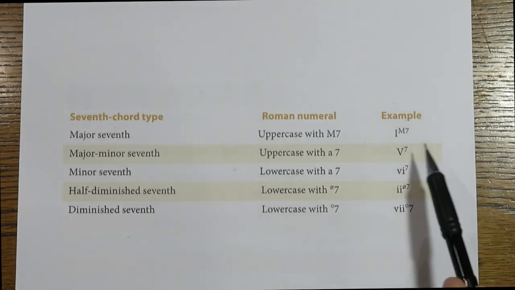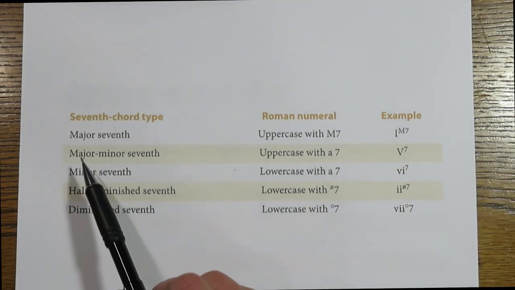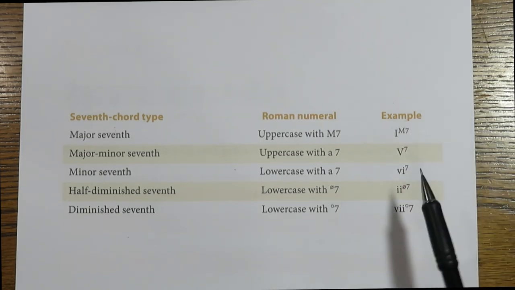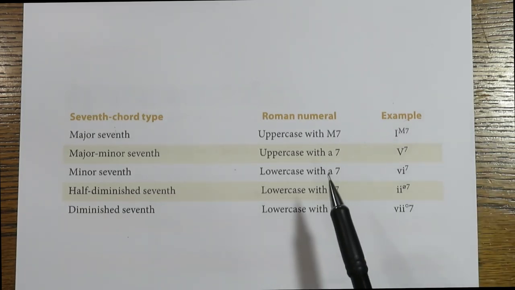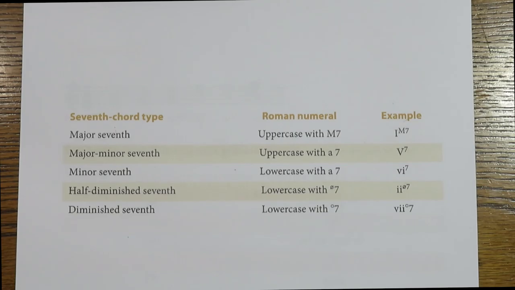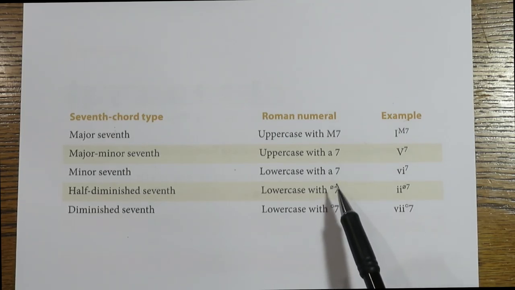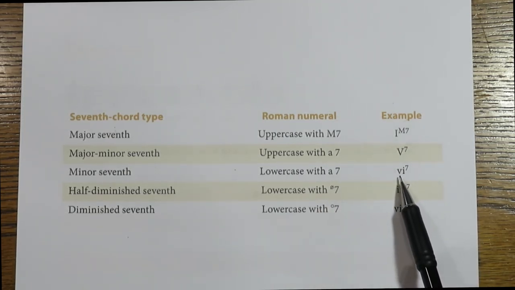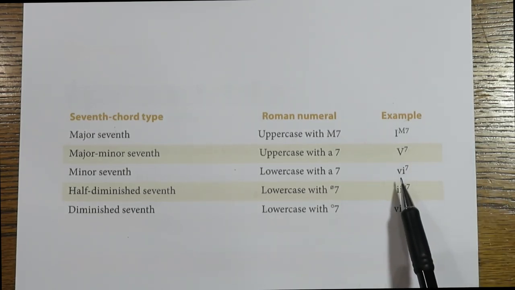Okay, so this one is kind of tricky sometimes. A lot of times people think, okay, because it's major, I need the M by it, but no. When you have a major minor seventh chord, a dominant seventh chord, all you need is the seven, okay? So minor sevenths, use a lowercase Roman numeral with the seven. Like here, the sixth chord is a minor six with the seven. So the lowercase Roman numeral already tells you the quality that it's minor, okay? So there's no need to put a small M.